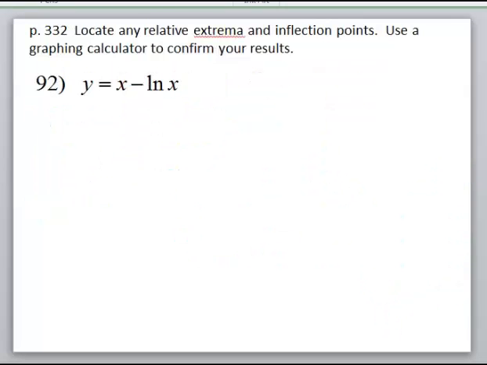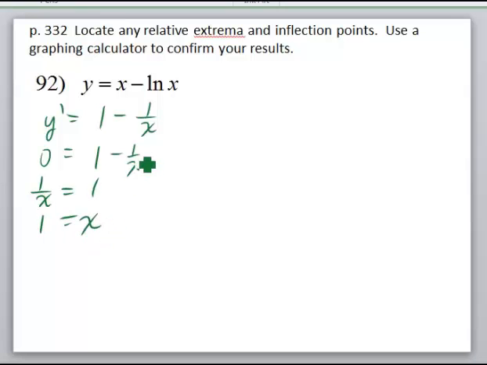The last example is we're going to locate any relative extrema and inflection points. We can confirm, so max and mins occur at the first derivative. So I'll go and find the first derivative. Then what I'm going to do is set that equal to 0. If I do that, I move my 1 over x to the other side, and I solve, I get 1 equals x. So I know that at x equals 1, there's a critical number there.